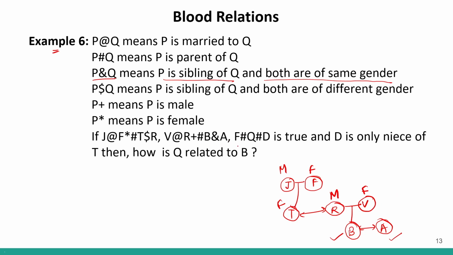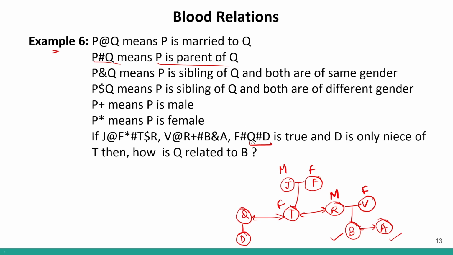Now, F hashtag Q. So F hashtag Q means F is the parent of Q. So over here we have J and F being parent of T and R. So if they are also parent of Q, they also have a sibling Q, but Q's gender is not known. Okay? And Q at the rate D means Q is the parent of D. Q also has a child D, but D's gender is not known. Q's gender is not known. So up till now, how many genders are not known? Q, D, B, A. These 4 genders are not known, but we know that B and A have same gender.